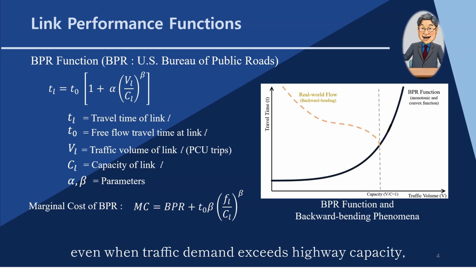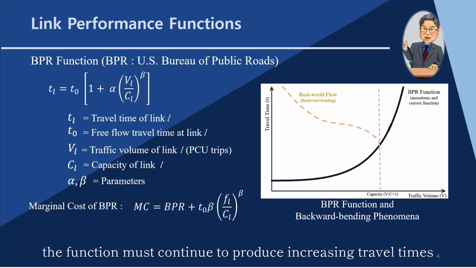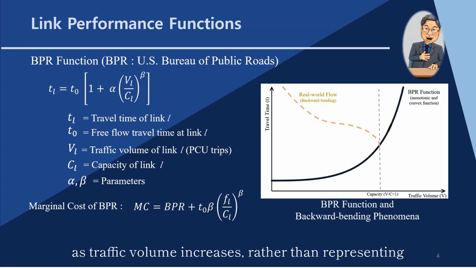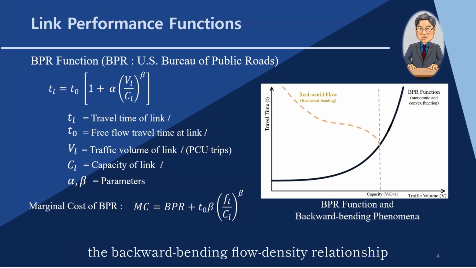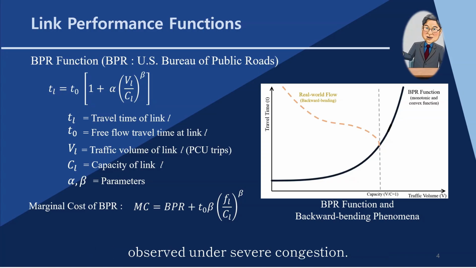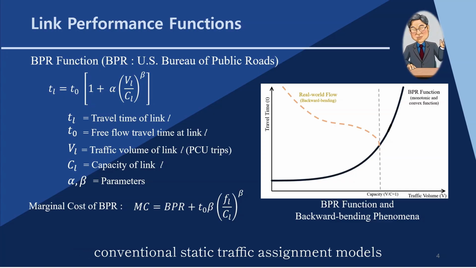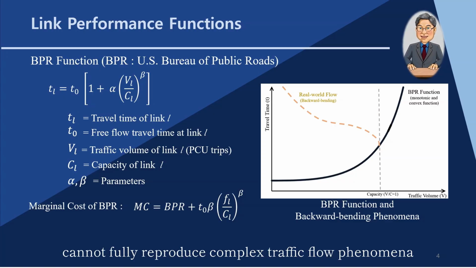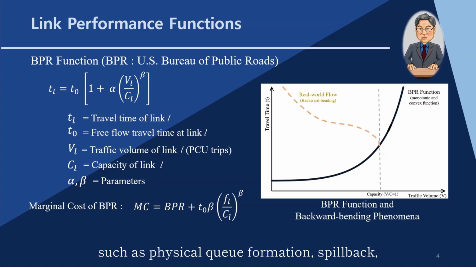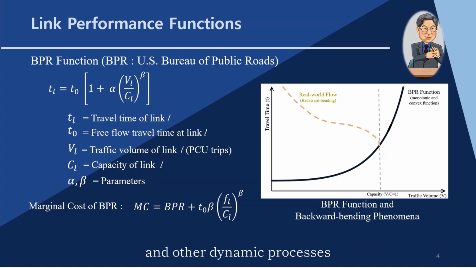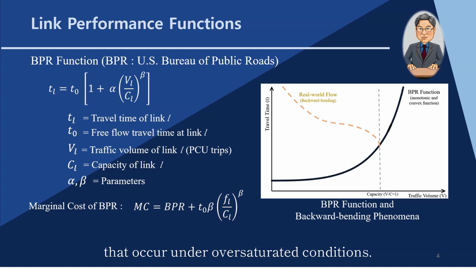In other words, even when traffic demand exceeds highway capacity, the function must continue to produce increasing travel times as traffic volume increases, rather than representing the backward-bending flow density relationship observed under severe congestion. As a consequence of these mathematical requirements, conventional static traffic assignment models cannot fully reproduce complex traffic flow phenomena such as physical queue formation, spillback, and other dynamic processes that occur under oversaturated conditions.